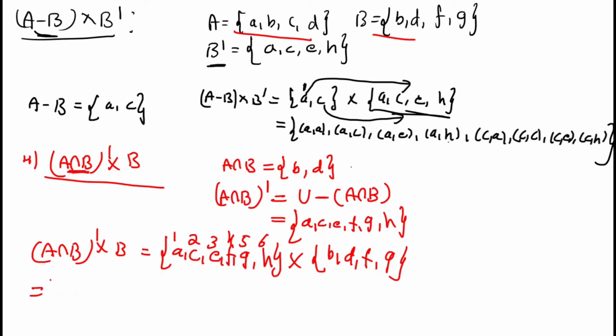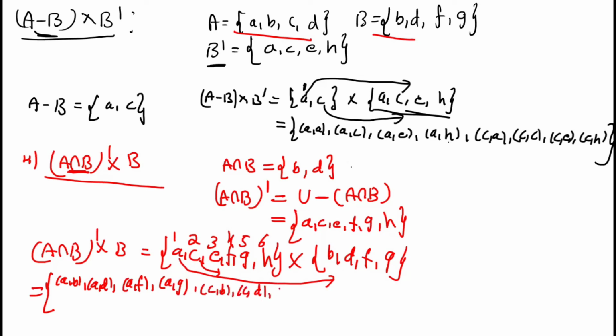So you will get ordered pairs starting with A comma B, A comma D, A comma F, and A comma G. A with all the elements of the second set, then C with all the elements of the second set. So you'll get C comma B, C comma D, C comma F, C comma G. Then we start with E. We will get E comma B, E comma D, E comma F, and E comma G.